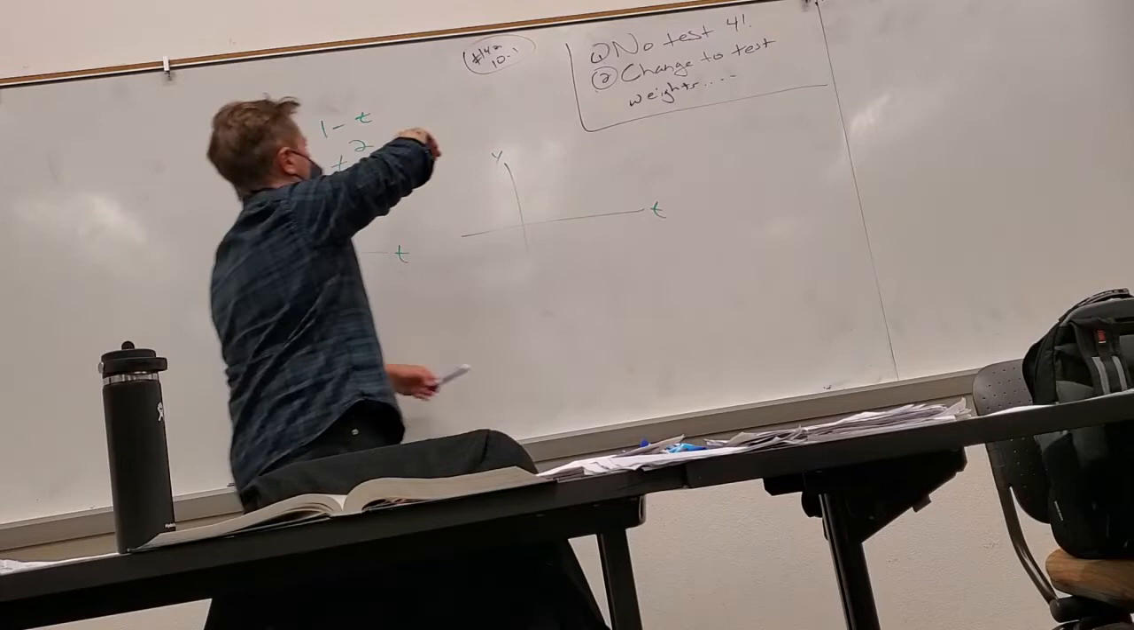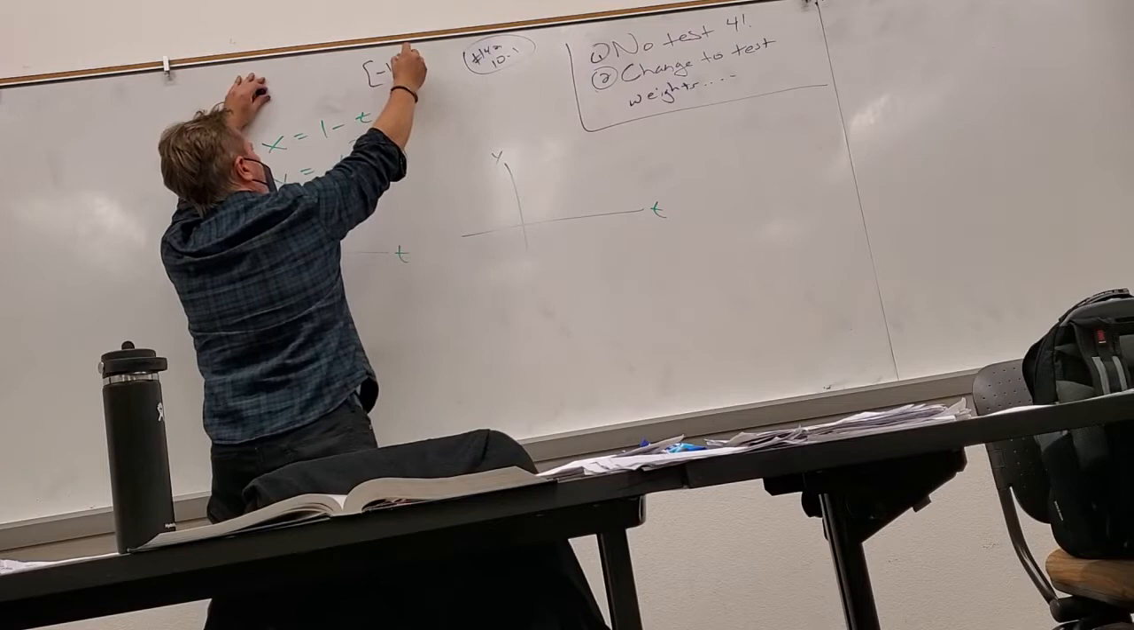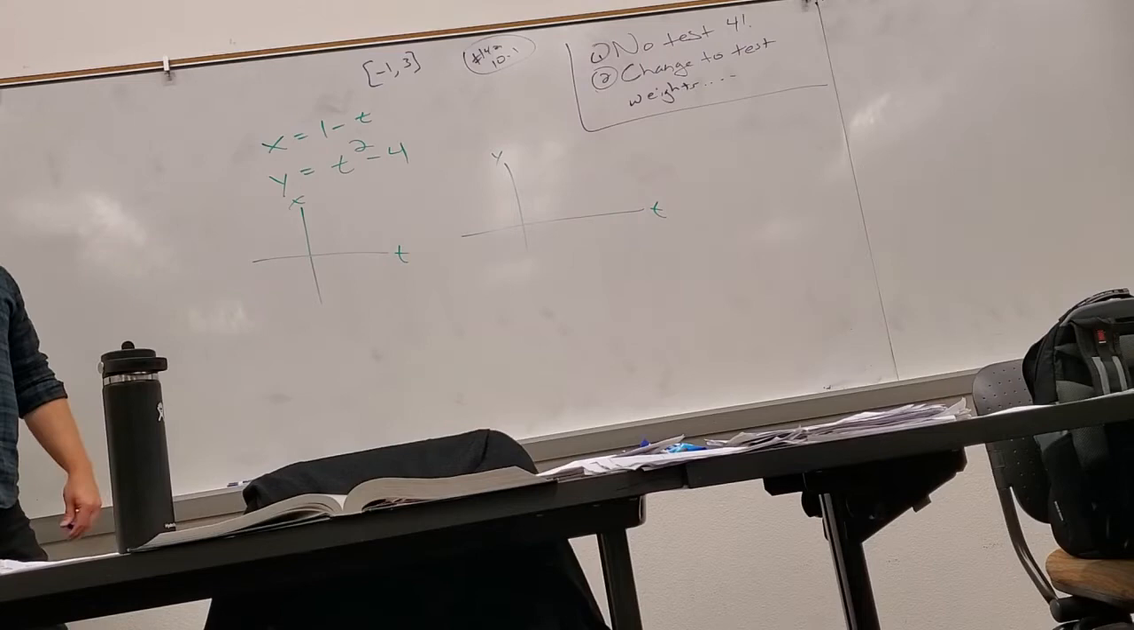So what does this look like? Let's give ourselves parameters here, an interval for our parameter. Let's go from negative 1 to 3. From negative 1 to 3. So this is for my t.